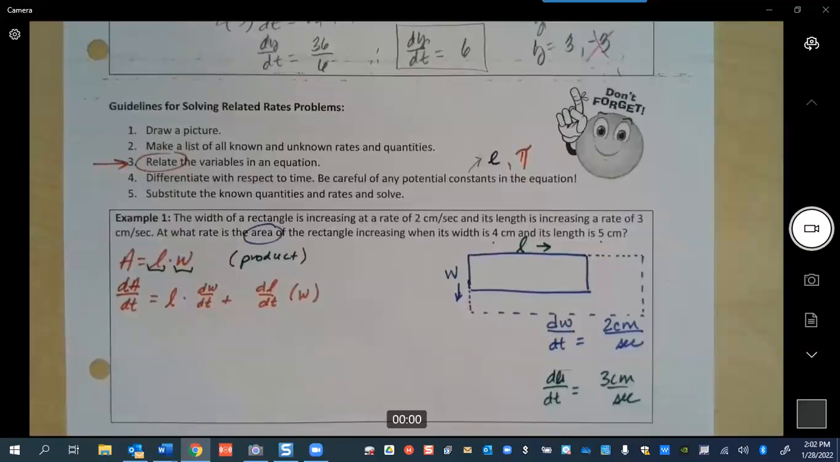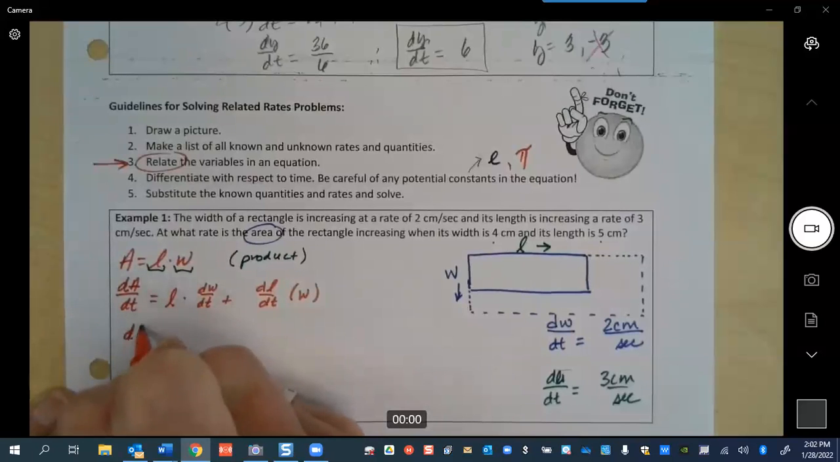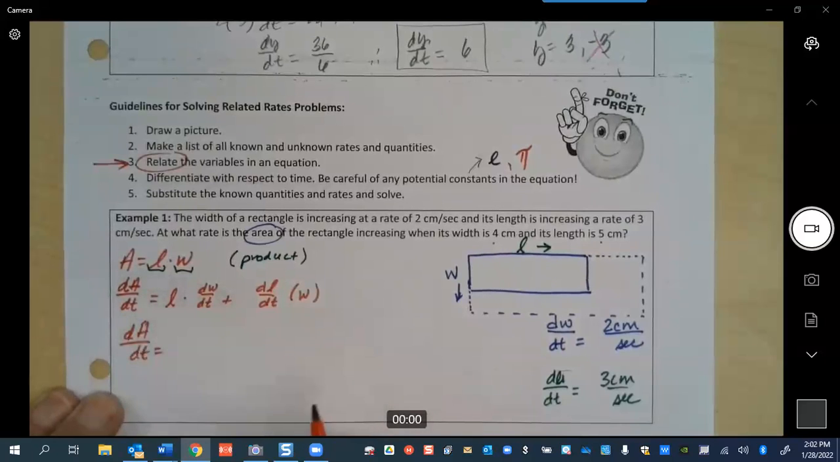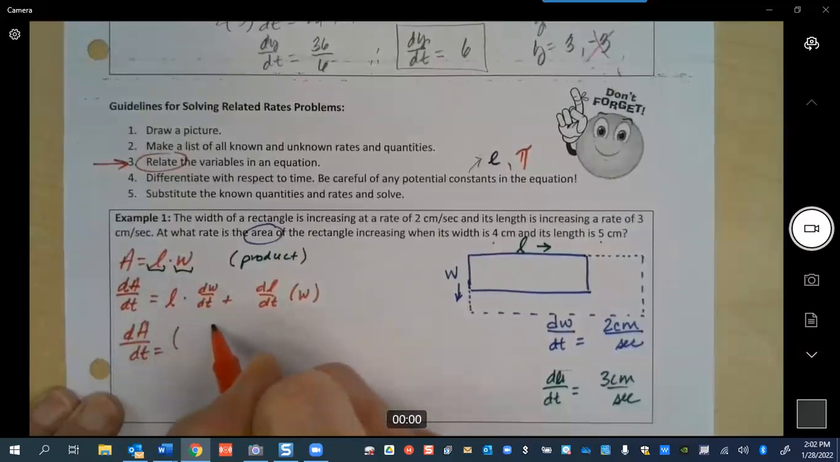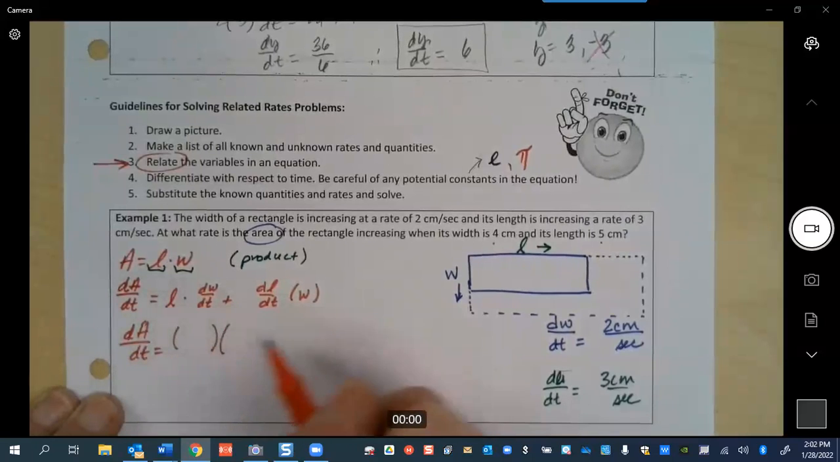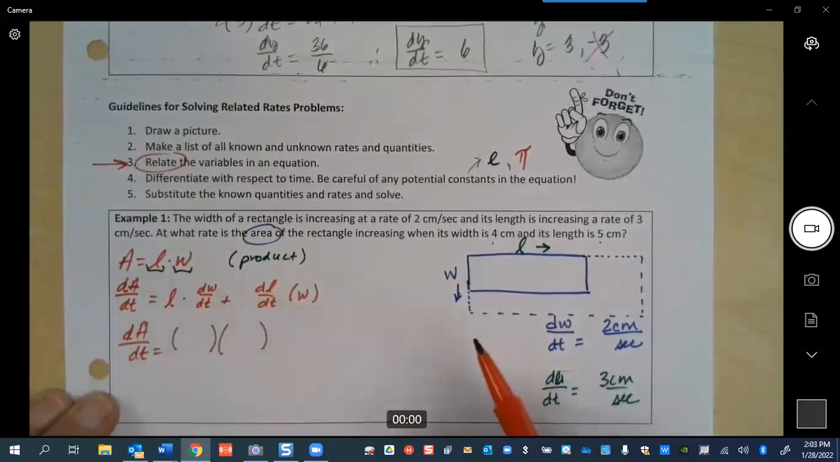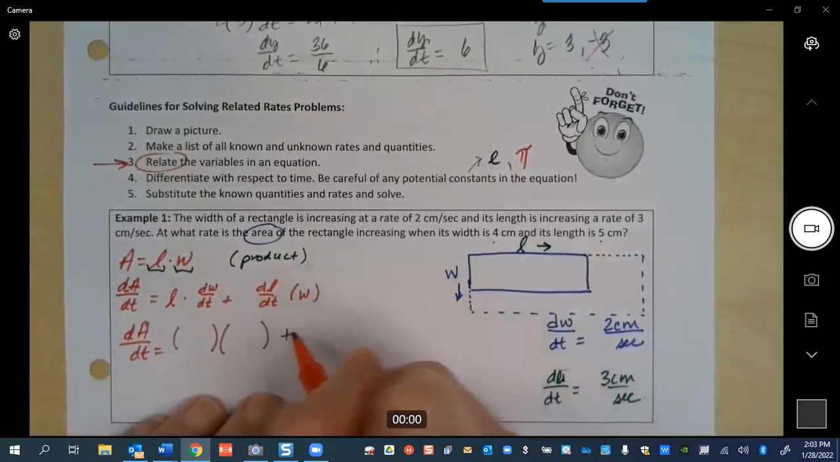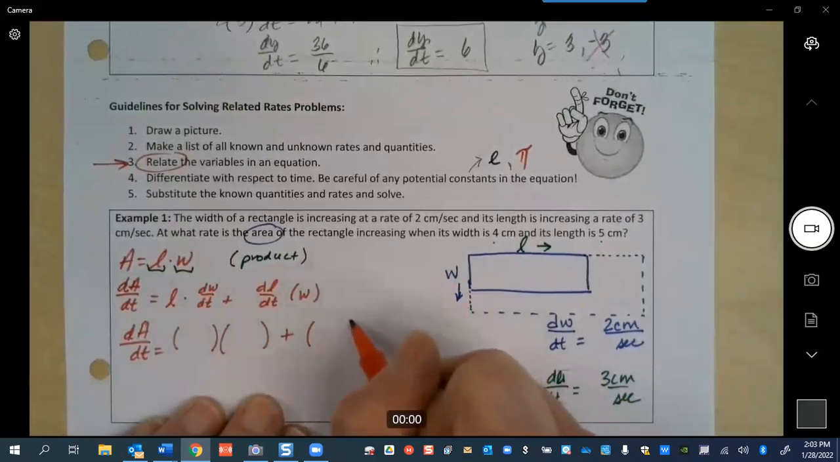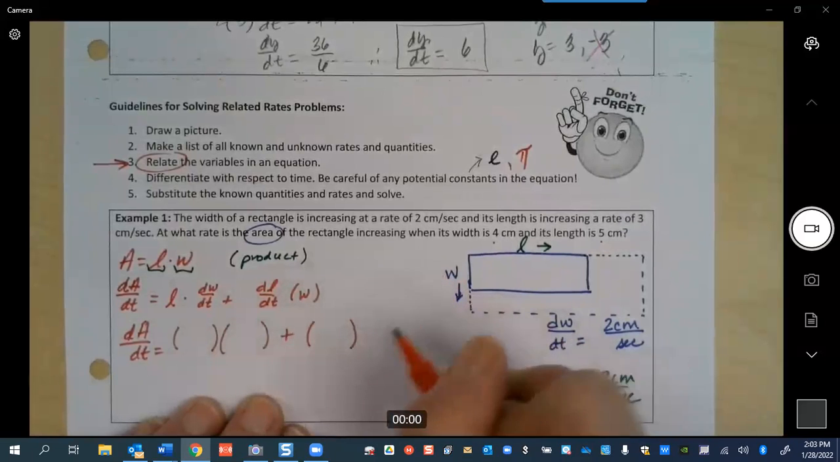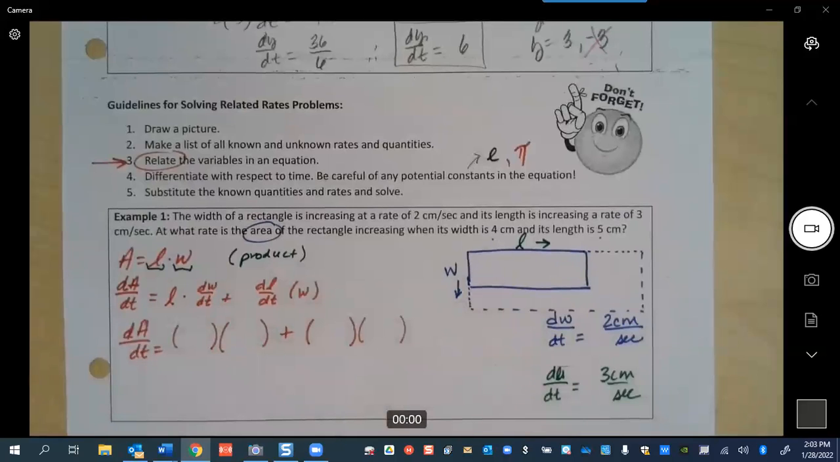Because here's what's crazy. The rate of change of your area is going to be equal to whatever the length is at that given time times the rate that the width is changing, plus the rate of change of the length times whatever the width is. With your partners, go ahead and agree on what gets plugged in where. And Marcus, that go.